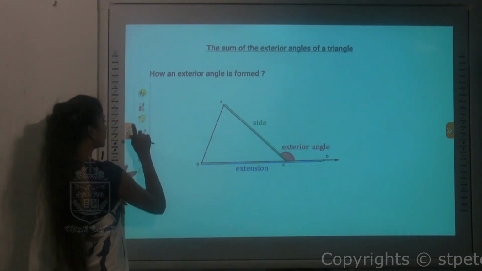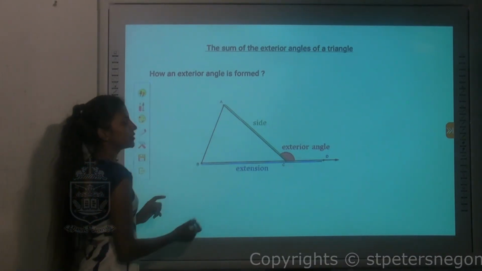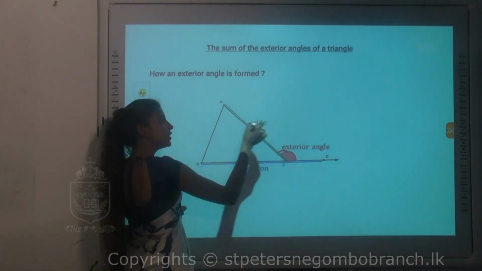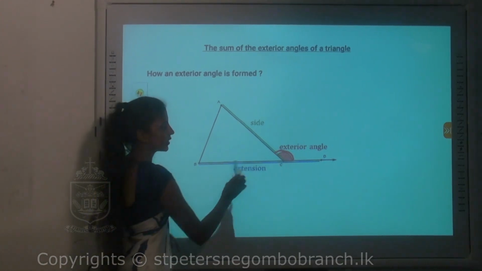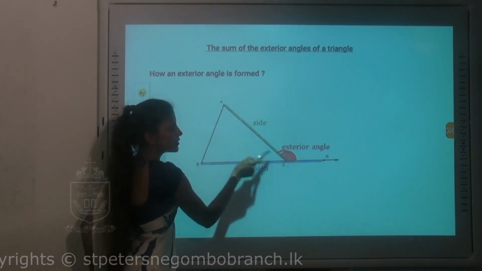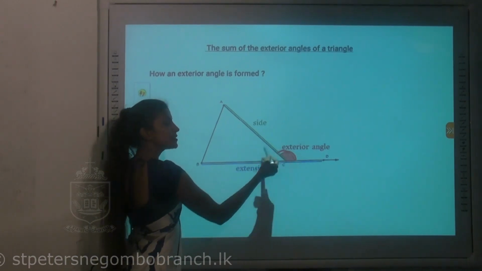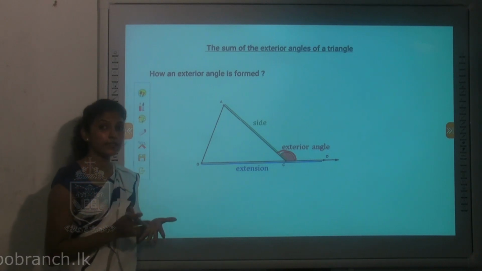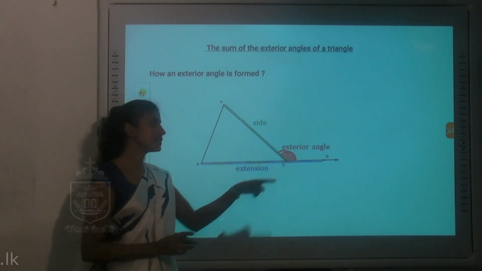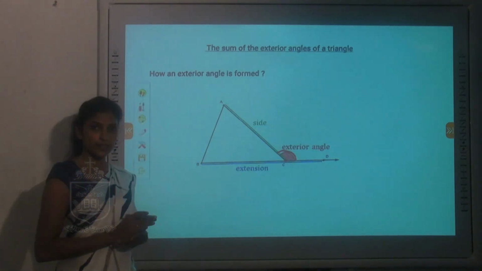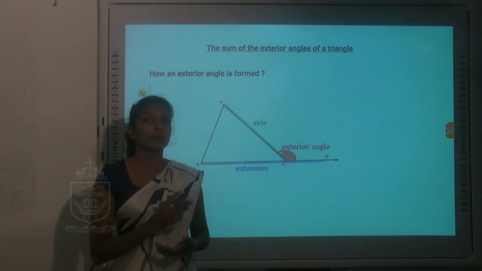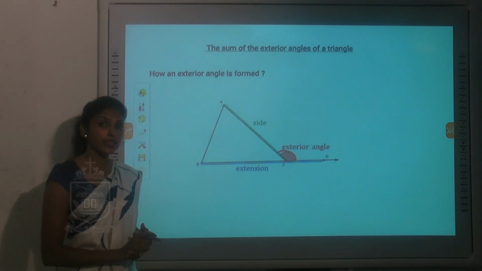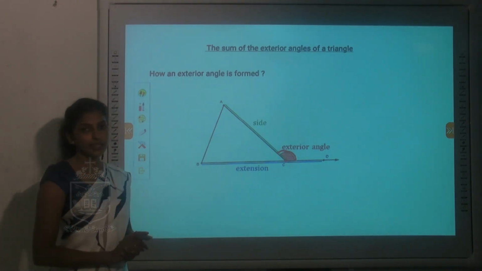Extend the side. So once you extend the side, students, you all can see an angle is created with the adjacent side. This is the adjacent side. This is the extended side and this is the adjacent side. So an angle is created in between those two sides. That is what we call an exterior angle. So I have considered only point C or vertex C. As we discussed in the beginning of the lesson, there are three vertices. So we have to have an idea about the exterior angles produced at all three vertices.